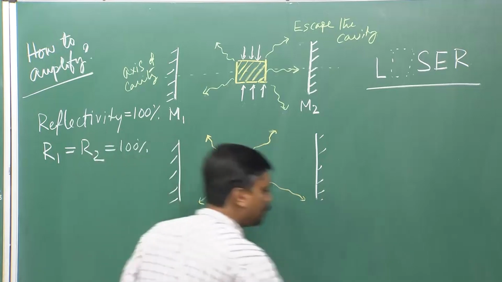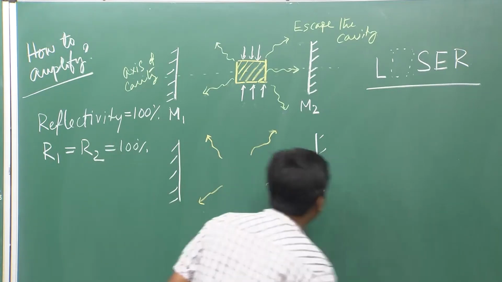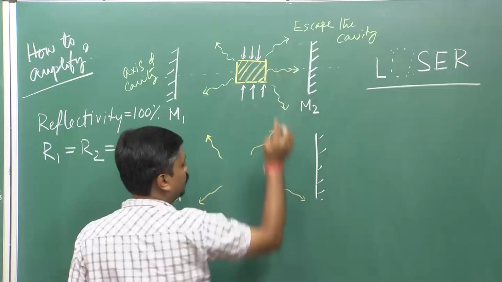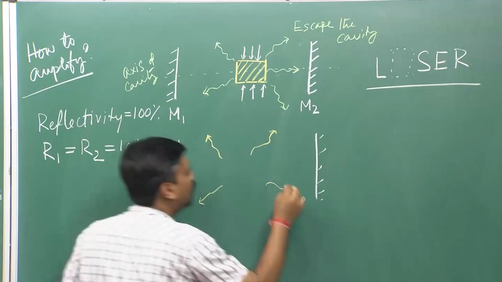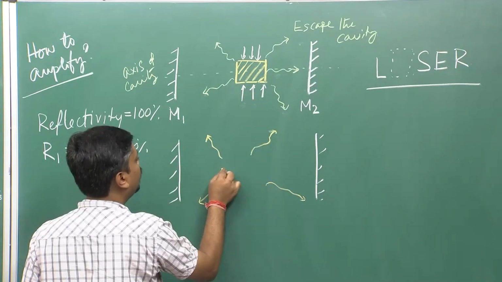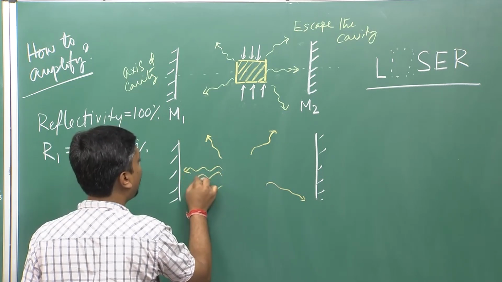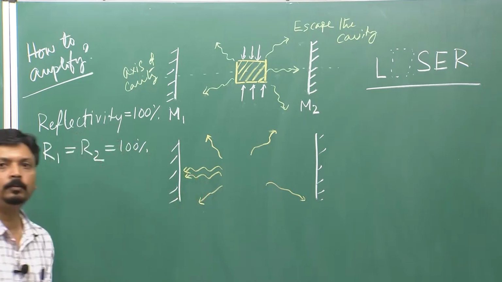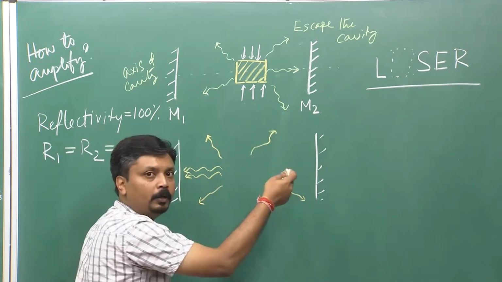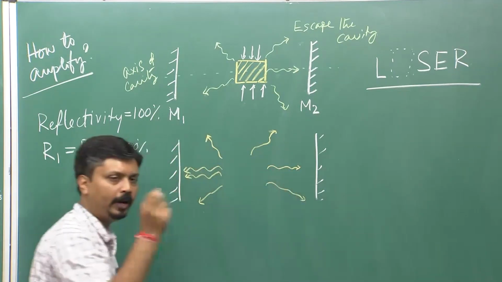Okay. So, this photon will now bounce back and hit here. So, what will happen when it goes here, it will create 2 photons, right. And in the meantime, there may be another spontaneous photon which is along this axis, fine.